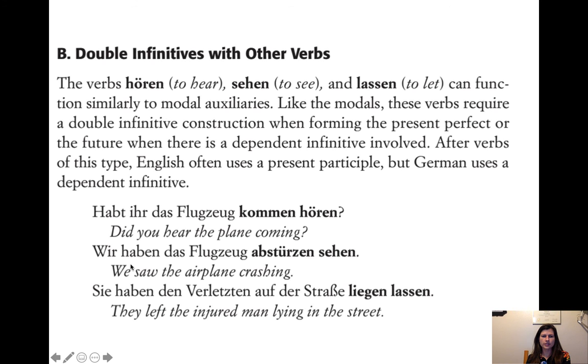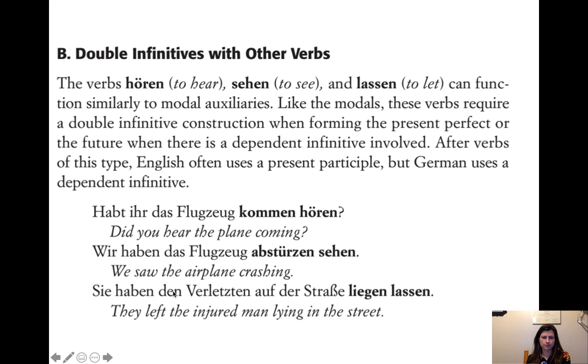So, just like the other ones, it doesn't look like a past tense, right? We haben, and you would expect to make a past tense with gesehen. Wir haben gesehen, we saw, right? Normally you need wir haben gesehen to make we saw in the perfect. But since we've got another infinitive, another verb happening, the double infinitive blocks that past participle from happening. So the double infinitive implies that this last one is actually a past participle. Yeah. So abstürzen is crash. So you could say we saw the plane crashing, or you could say we saw the plane crash.